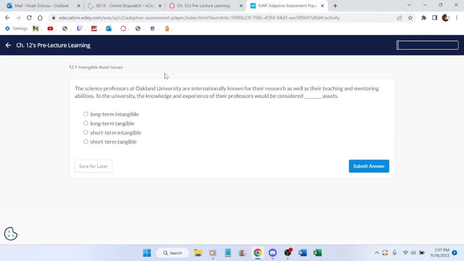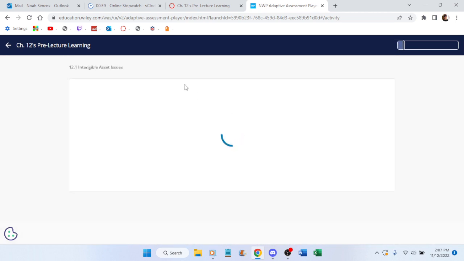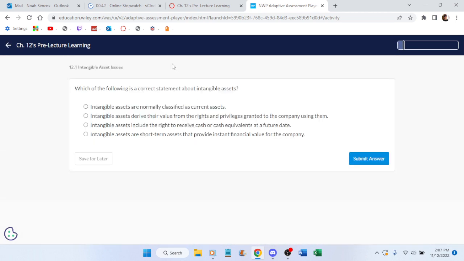The science professors at Oakland University are internationally known for their research as well as their teaching and mentoring abilities. To the university, the knowledge and experience of their professors would be considered short, long-term, intangible assets. Which of the following is a correct statement about intangible assets? Intangible assets derive their value from the rights and privileges granted to the company using them.